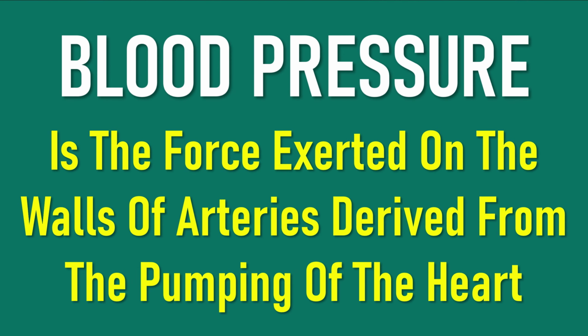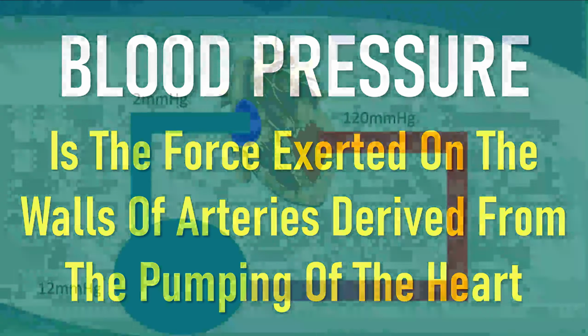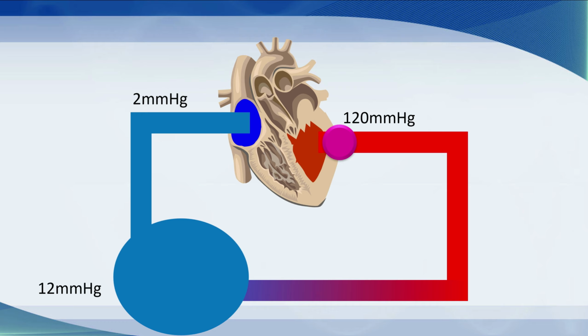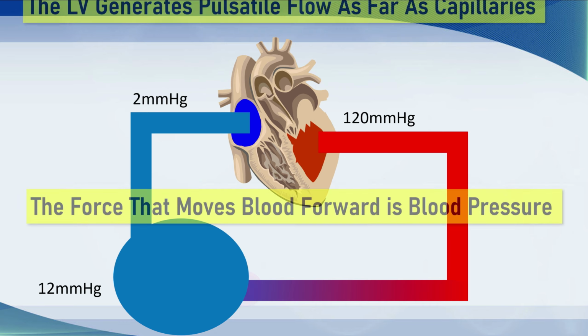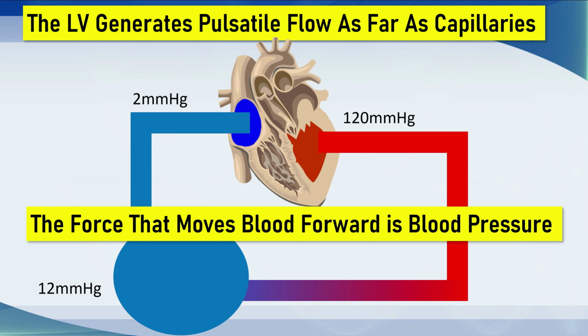Blood pressure is the force exerted on the walls of arteries derived from the pumping of the heart, that being the stroke volume. The left ventricle generates a pulsatile flow of blood that goes from artery to arteriole to capillary. The force that moves blood forward is the blood pressure.